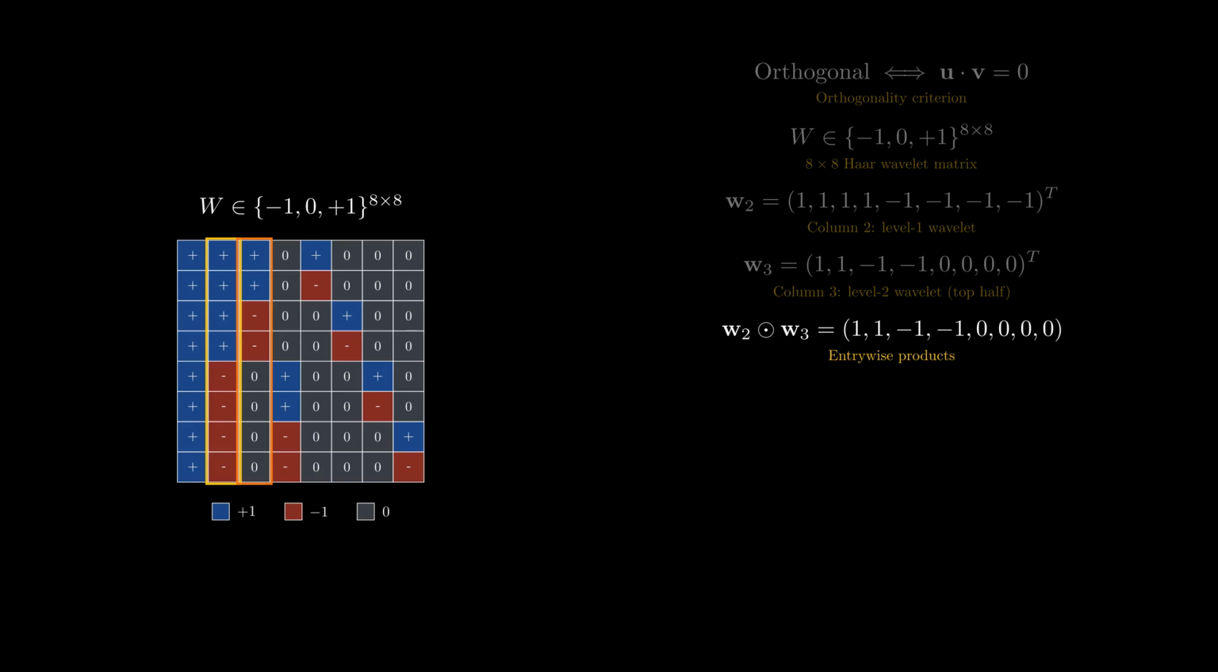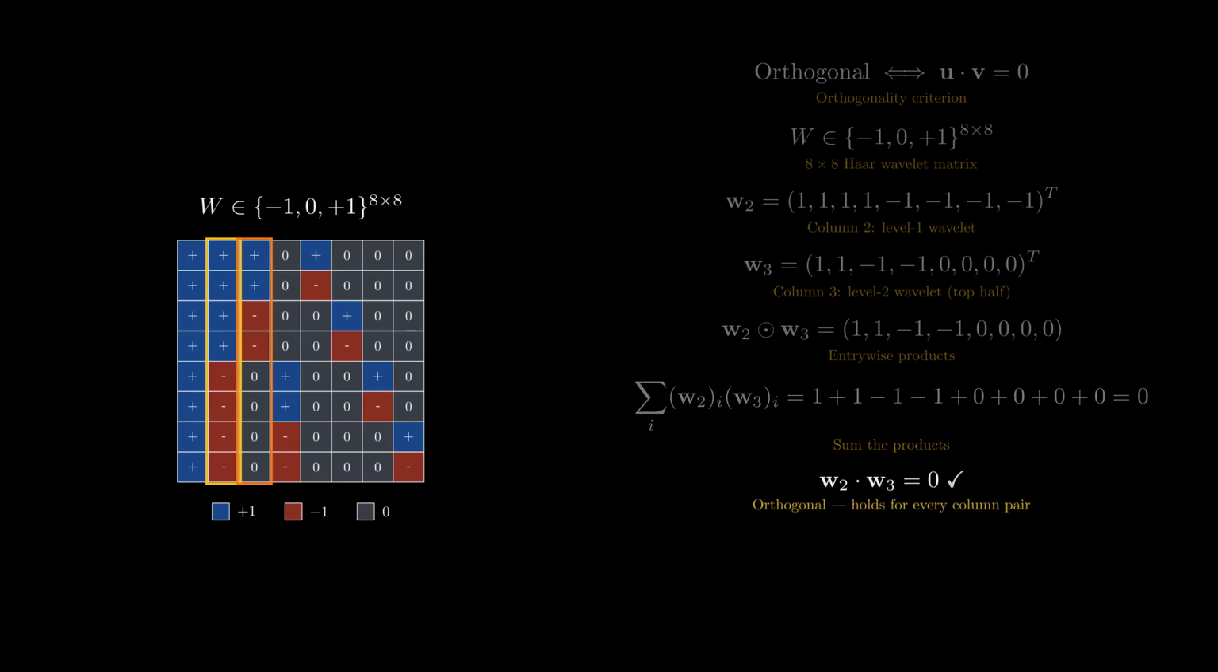1 times 1 is 1. 1 times 1 is 1. 1 times minus 1 is minus 1. 1 times minus 1 is minus 1. Then minus 1 times 0, 4 times, gives 0, 0, 0, 0. Add them up. 1 plus 1 minus 1 minus 1 is 0, plus 4 more zeros is still 0. So column 2 dotted with column 3 equals 0. They are orthogonal.